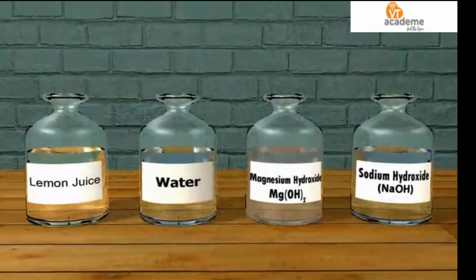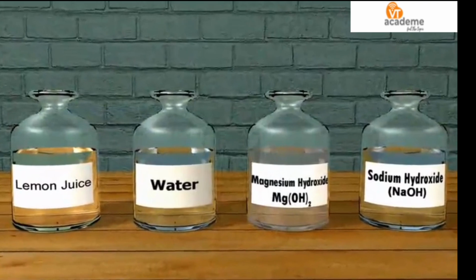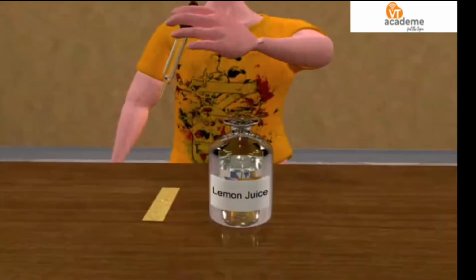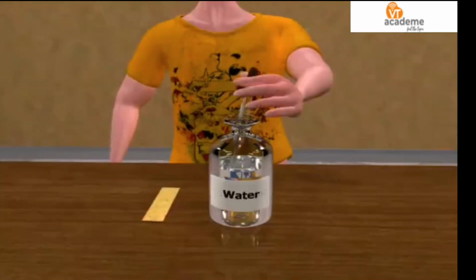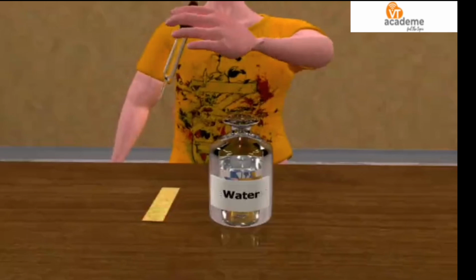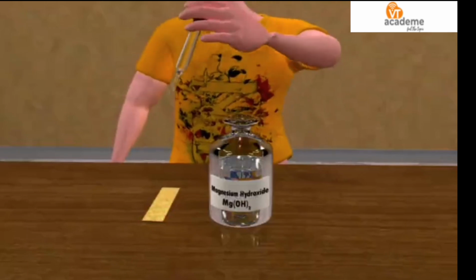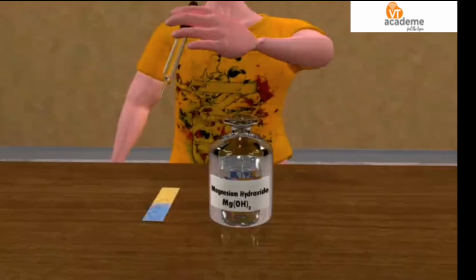Now I'm sure you have identified the reason why the different solutions were giving different colors with the pH paper. It is because of the different strengths of the solutions that differentiates them into strong and weak acids and bases.